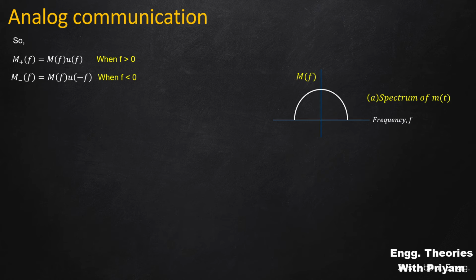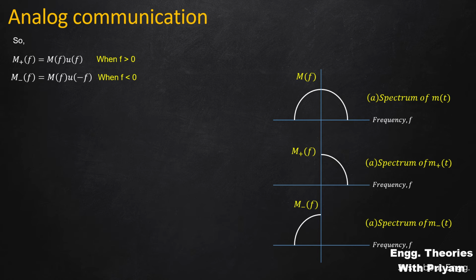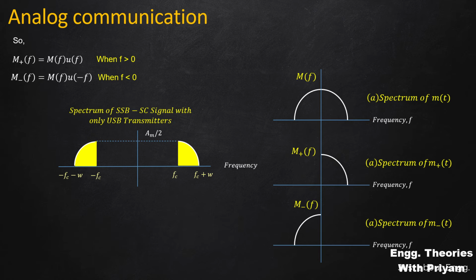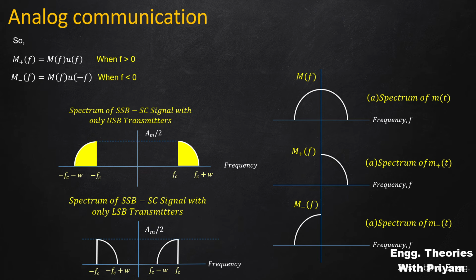So the message signal m(t) has the spectral components in both positive and negative frequencies. Thus m plus of t has the spectral components equal to the message signal m(t) at the positive frequencies only. So m plus of t has a right-sided spectrum, and m minus of t has the spectral components equal to the message signal m(t) at the negative frequencies only. Hence we can say m minus of t has a left-sided spectrum. So we can express the upper sideband signal in terms of the spectral components of m plus of t and m minus of t, which are capital M plus of f and capital M minus of f. And we can also express the lower sideband signal in terms of the spectral components of m plus of t and m minus of t, which are capital M plus of f and capital M minus of f.